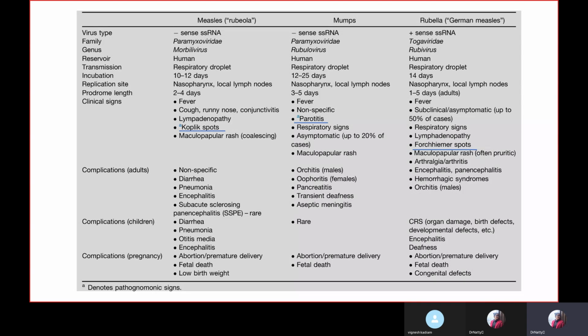The other name for rubella is German measles. The classical finding is Forchheimer spots on the soft palate. Apart from that, it also causes encephalitis and hemorrhagic syndromes. Encephalitis is a very important feature for rubella. One of the common things for rubella is it usually affects children. And in case of pregnancy, whenever it occurs during pregnancy, the born child will have encephalitis and deafness. It is a very common feature for rubella.